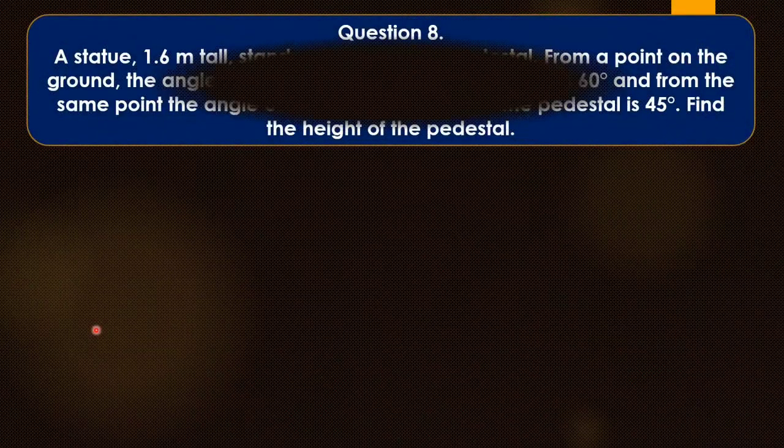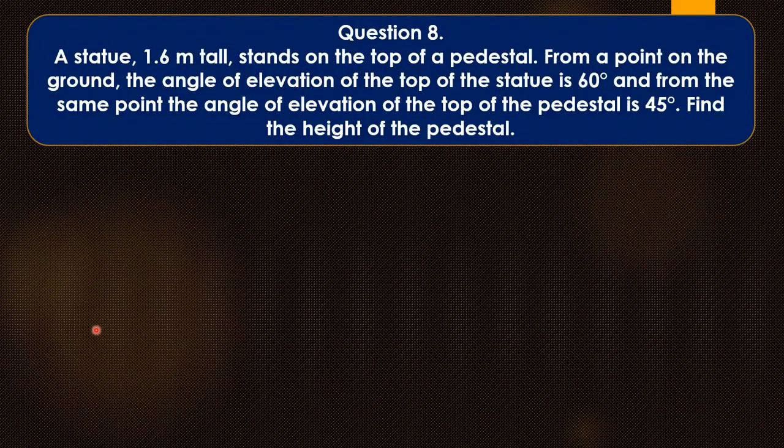Now students, we will discuss question number 8. It says a statue 1.6 meter tall is standing on the top of a pedestal. From a point on the ground, the angle of elevation of the top of the statue is 60 degrees, and from the same point the angle of elevation of the top of the pedestal is 45 degrees. Find the height of the pedestal.